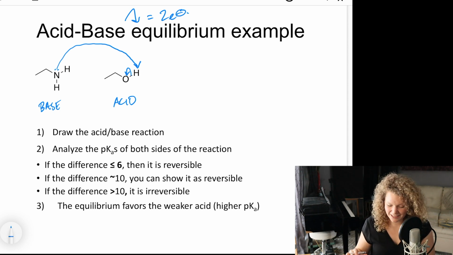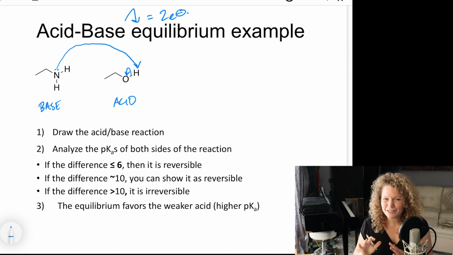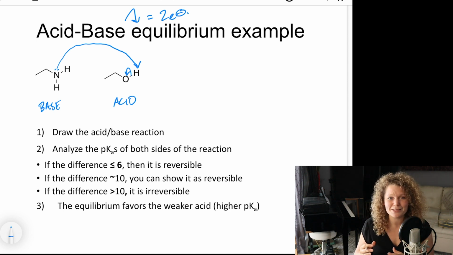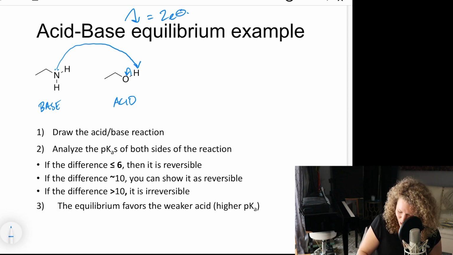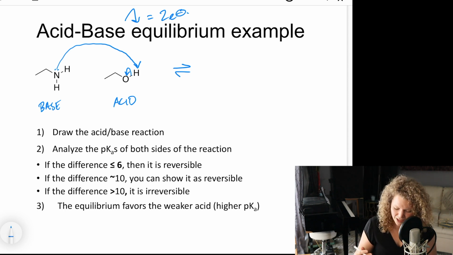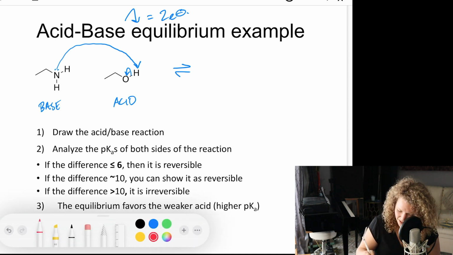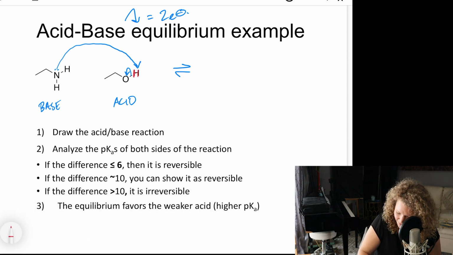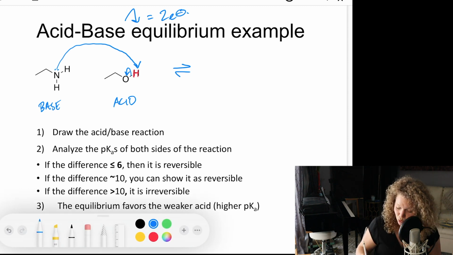Everything I just said can be depicted in two arrows, right? This is really cool because organic chemistry can be communicated with just some pictures and arrows. It's really a neat language. I'm going to draw an equilibrium arrow, and we're going to talk about if this is an equilibrium and which side it is favored. So I'm going to highlight the acidic proton in red.